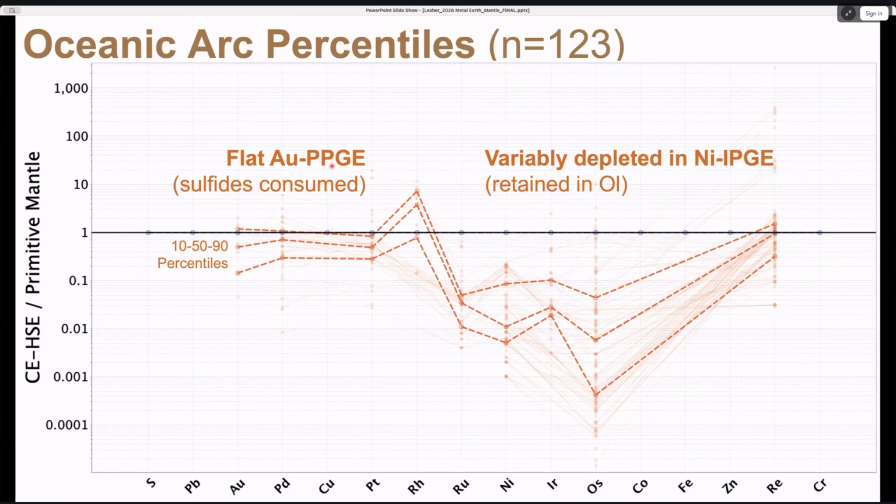I plotted oceanic arcs up here because James had it in his database. They're flat in these elements, and that means that the sulfide was consumed in the source. And again, the abundance is going to depend on what else is melting and whether they're being diluted by melting other things that don't contain PGEs. And then they're variably depleted in these, and that means it was probably retained in olivine. Arc basalts are lower degree partial melts than komatiites or picrites and things like that. So they're probably being held behind in olivine.